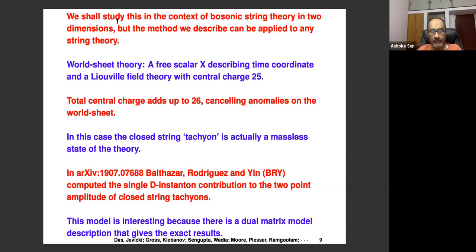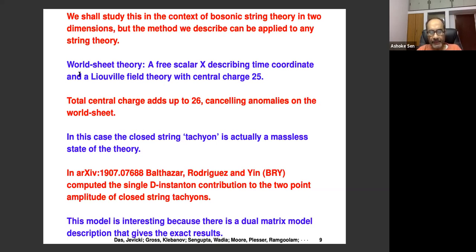So let me say a few words about this 2-dimensional string theory. The worldsheet theory of this 2-dimensional string theory is a free scalar x that describes the time coordinate, and a Liouville field theory with central charge 25. The Liouville field theory has a linear dilaton background which provides the central charge 25. So the total central charge adds up to 26, and that means all the anomalies are cancelled on the worldsheet. And you can really think of this as a critical string theory with a somewhat involved worldsheet theory. Instead of 26 free scalars, you have one free scalar and a Liouville field theory with central charge 25.